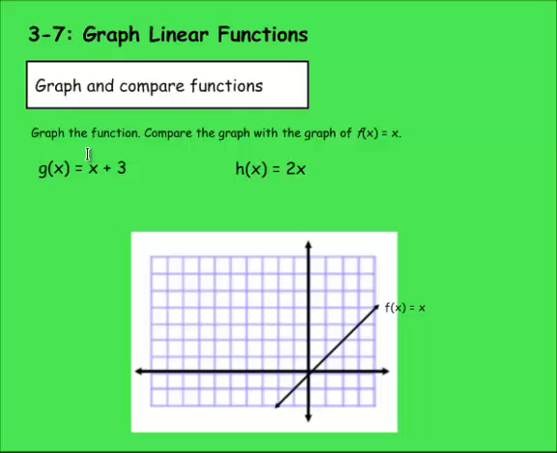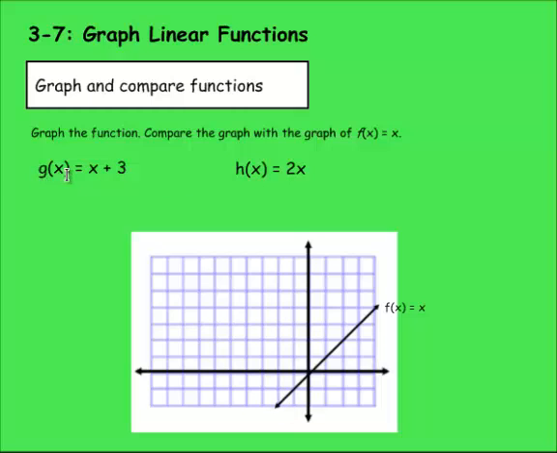Here we need to graph the functions, and then compare it with the graph f of x equals x. So when the input matches the output, this is what it looks like. 1 comes out as 1, 2 comes out as 2, 3 comes out as 3, 4 comes out as 4, negative 1, negative 1, negative 2, negative 2. Let's see how these ones compare when they're a little bit different.